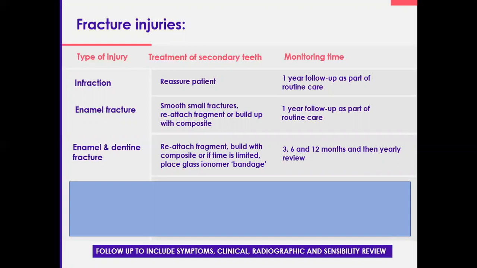enamel-dentine fractures, they just need either a reattachment, or if not possible, build up with composite, or at least if there is no time, provide a bandage, glass ionomer restoration. The review is now 3, 6, and 12 months because you've got a risk of pulpal contamination. Keep the 3 months for clinical and sensibility testing, and then 6 and 12 months, you add the radiographic assessment as well. And again, what you're looking for is pain, swelling, discharge, mobility, signs of apical radiolucency, signs of resorption. You just need to go through all of these systematically and rule them out.